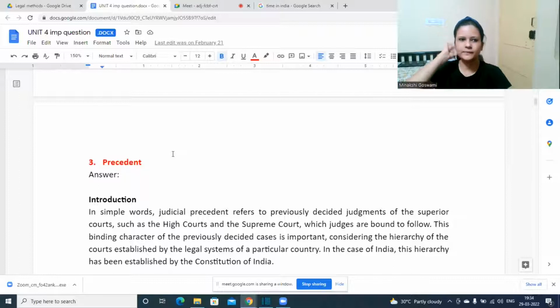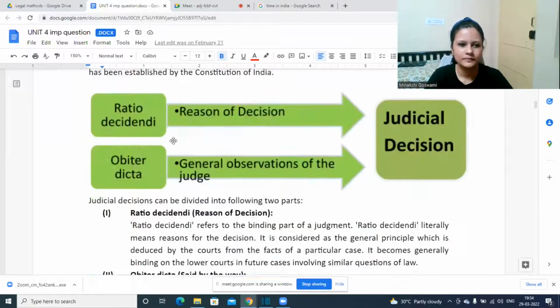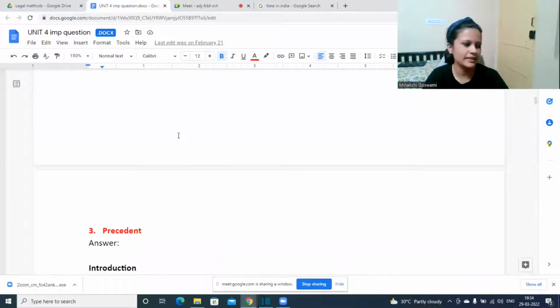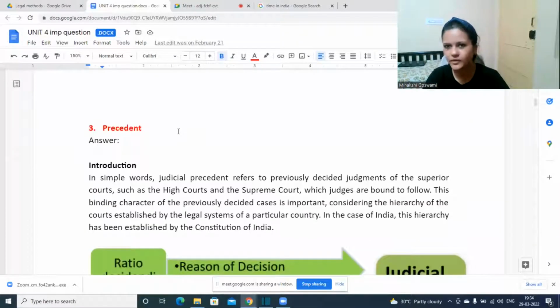Okay, so we will see some topics from Unit 4. Precedent we have. Then we have kinds of precedent, certain factors which will strengthen a precedent, which will reduce its authority. All that part we have in Unit 4.